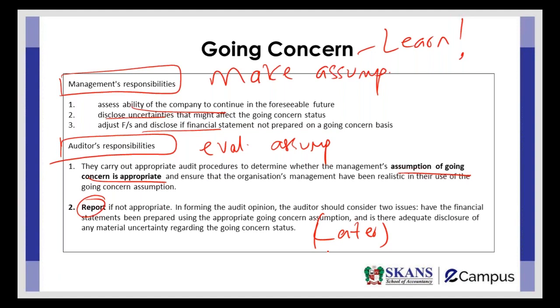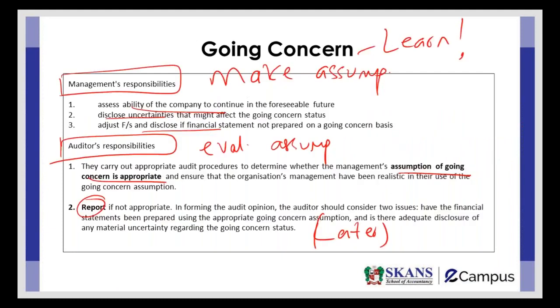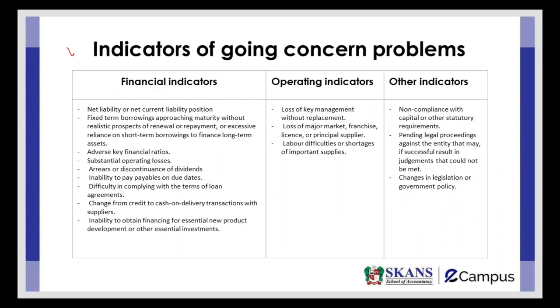So we know going concern can impact financial statements in 2 ways, depending on how serious the issues are. We know that management has the responsibility of assessing the ability. We just evaluate the assumptions. Please do not learn these. These are extracted from your auditing standards. You just need to read through these when you're preparing for your F8 exam.